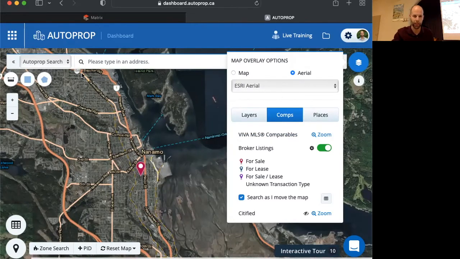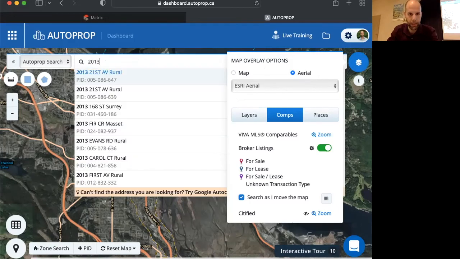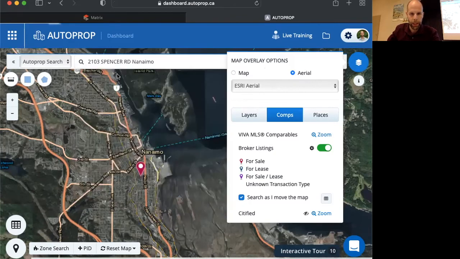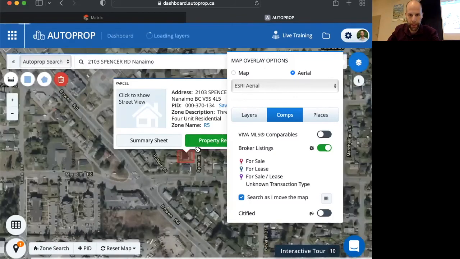And you can actually also search by property address. I think it was 2013. What was the name of that listing of that fourplex I just looked at? Spencer? Was it Spencer? I think you're right. Good memory. Was it, or was it 2021-3? There we go. So it'll bring it up. There it is.